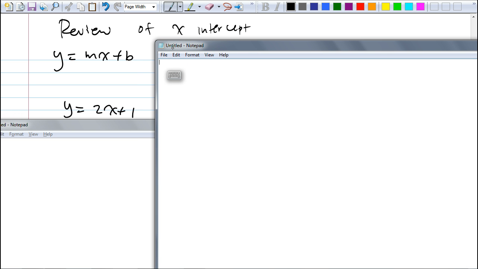How do we find the x-intercept? Anybody remember? First of all, what is the y-intercept in this equation? y equals 2x plus 1. Chuck? 1. 1 is the y-intercept. We know where this line hits the y-axis, right? What is the slope of this? Yes, Dana? Slope of this line is? 2. We know the slope and the y-intercept.